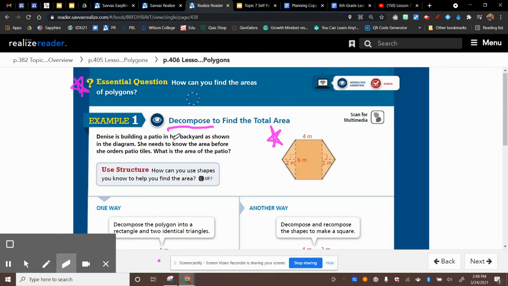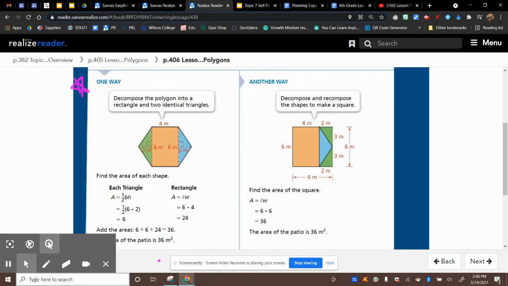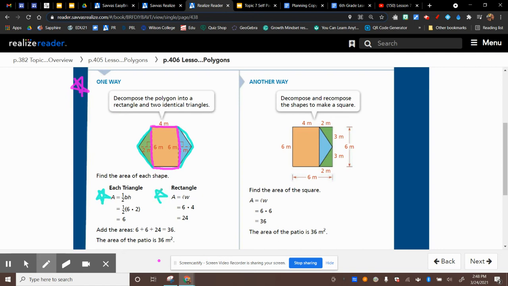Well, we're going to look at two different ways that we can decompose this patio shape and find the area. So if you go down in your book to the middle of the page, we're with one way. One way is to decompose the polygon into a rectangle and two identical triangles. So we can see the rectangle. I'm just going to outline it. And then we have two triangles. And we'll know by the measurements that the triangles are identical, they're the same size. But we want to find the area of each shape that's known. So each triangle, we're going to use the formula 1/2 base times height. And then we're going to find the rectangle by length times width.